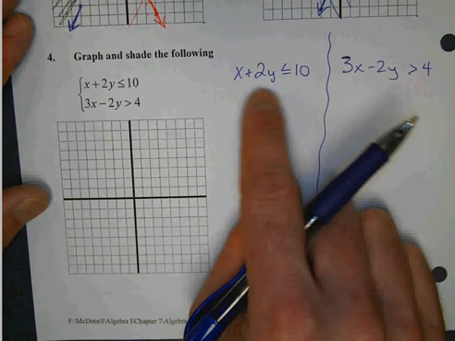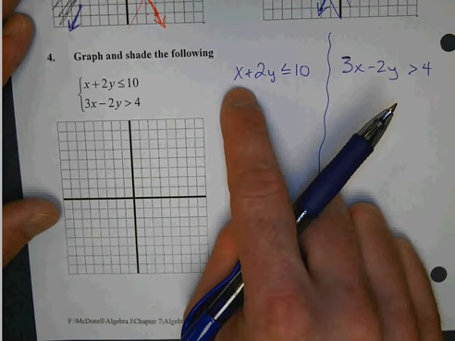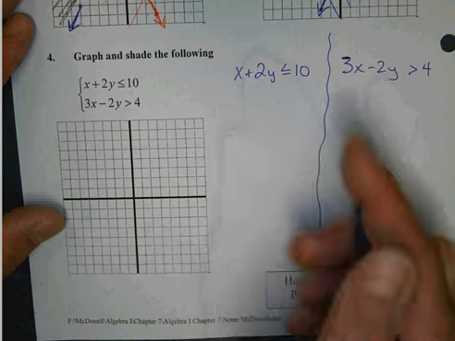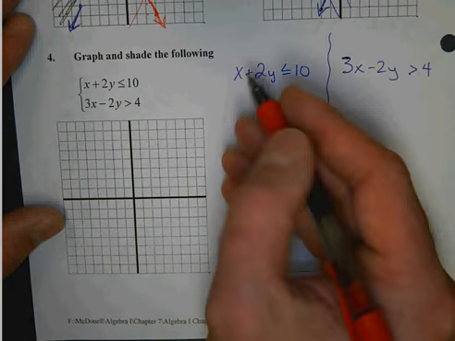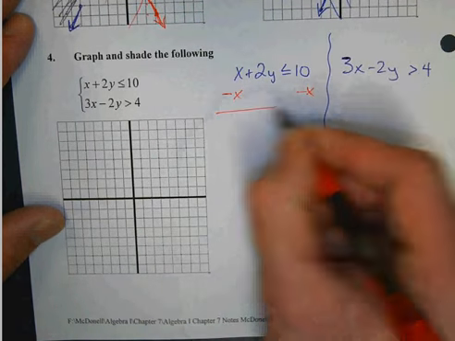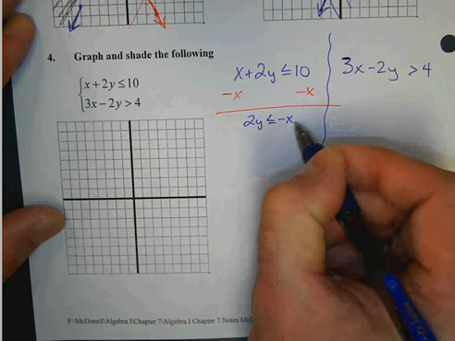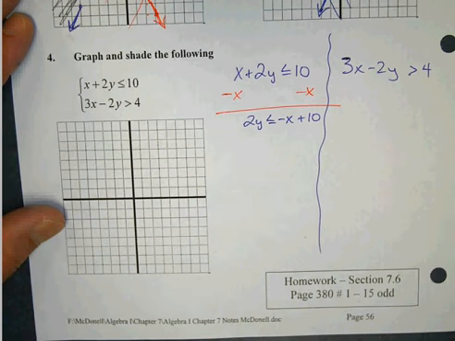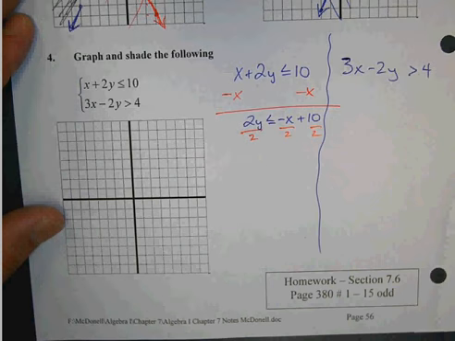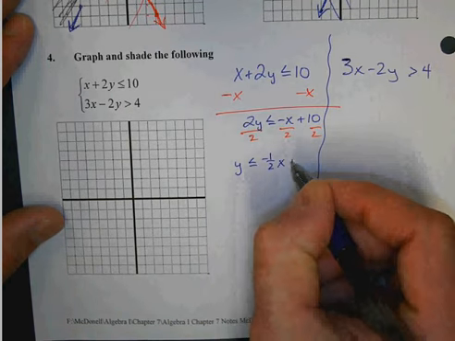Justin, do you feel comfortable doing that? Getting the y by itself? Somebody? Go ahead, Mr. Seth, or Abby, go ahead. Excellent. Subtract the x. 2y less than or equal to negative x plus 10. All right. Good. That gives us y is less than or equal to negative 1/2 x plus 5.